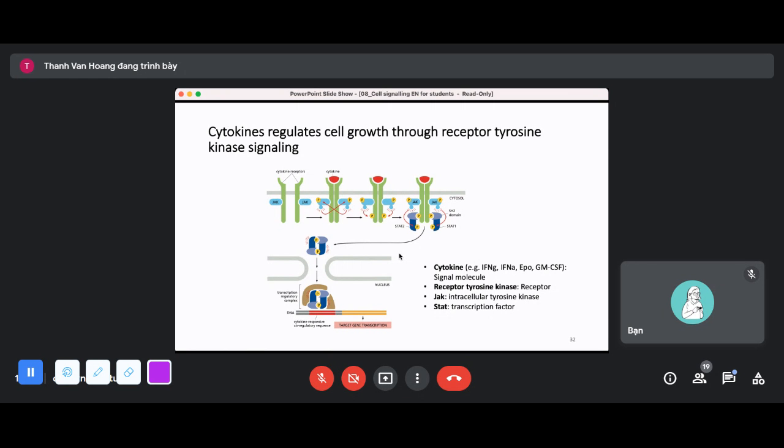So if you don't have questions, I would like to ask you, for example, in the JAK-STAT signaling, what is the kinase? What is a tyrosine kinase?